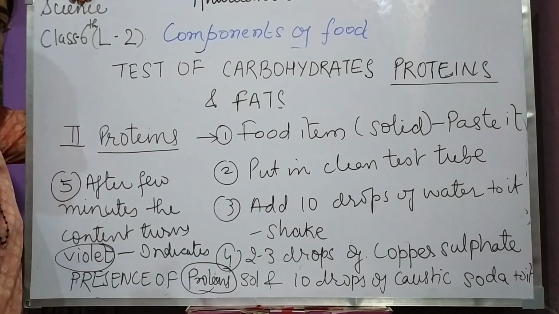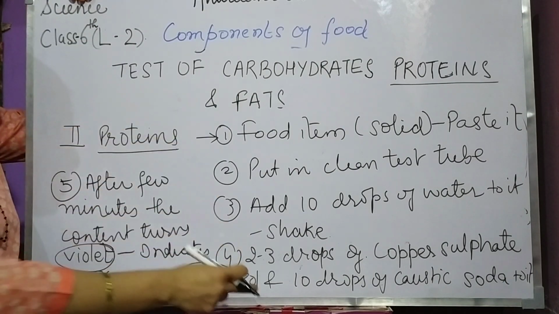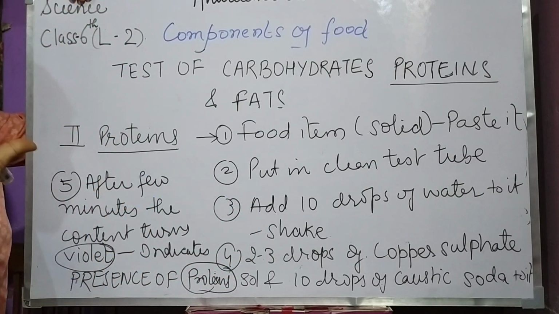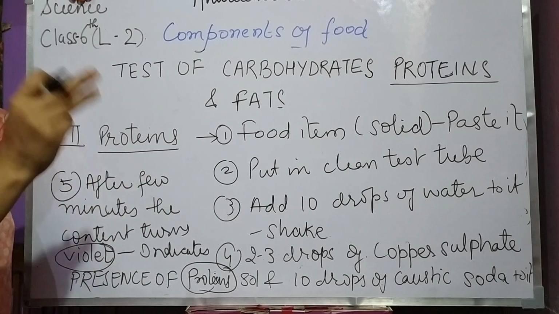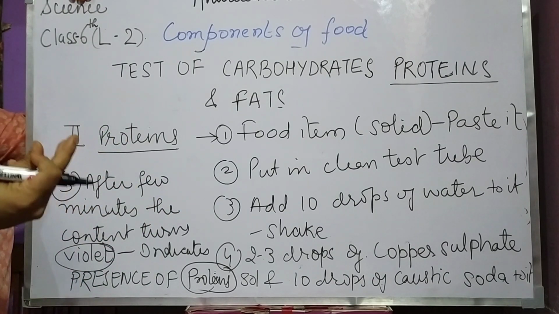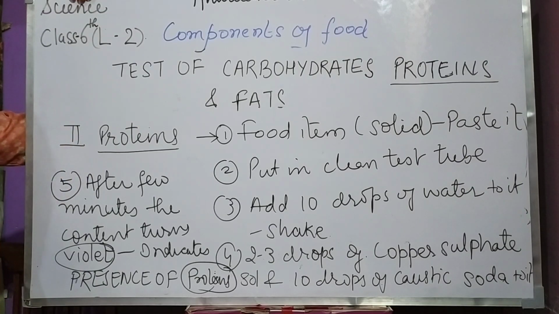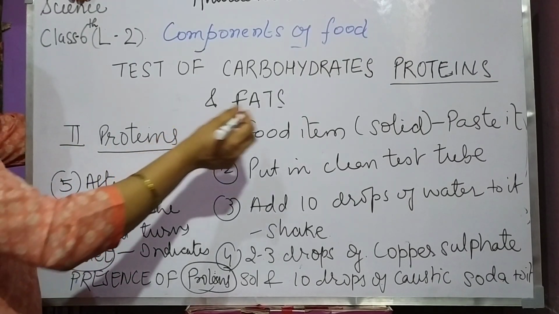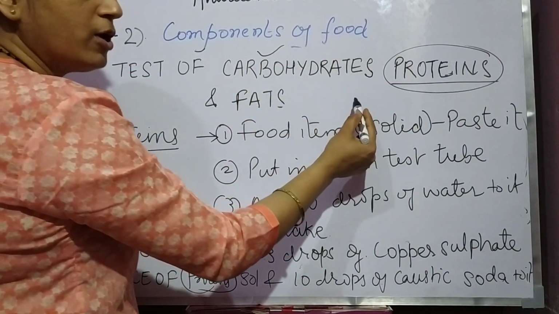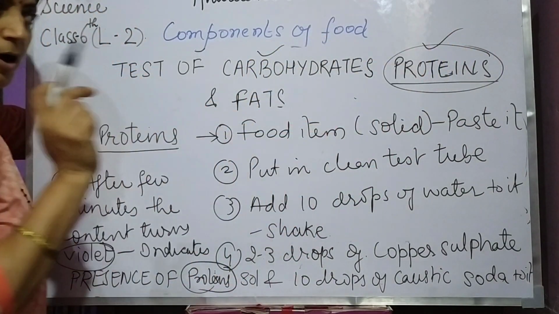Then after that you have to put what? Copper sulfate solution and 10 drops of caustic soda. You have put it in. Wait for a few minutes. What will happen? It will change color and become violet. If the color becomes violet, that means what is present in it? Protein is present in it. So we have done the carbohydrate test and we have done the protein test.